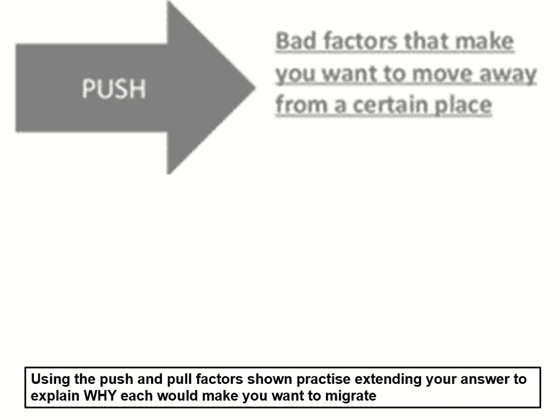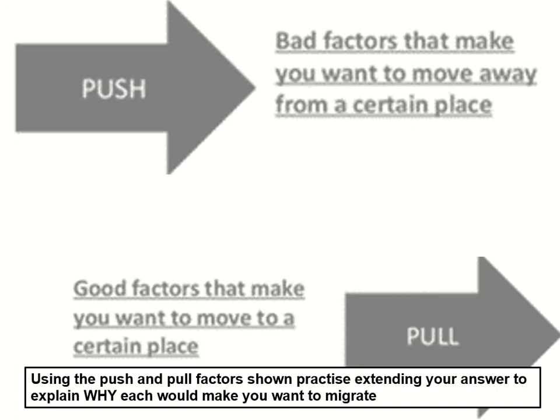So push factors are bad things that make you want to move away from a certain place. Again, useful as a key term, it pushes you away. And a pull factor is a good thing that makes you want to move to a certain place. The benefit of push and pull factors is that a pull factor is the opposite of a push factor. So push factor, unreliable work. Pull factor, reliable work. Push factor, lack of access to education. Pull factor, better access to education. So push and pull factors are the opposites of one another, and each of them determines why people move to the urban areas away from the rural areas in the developing world.